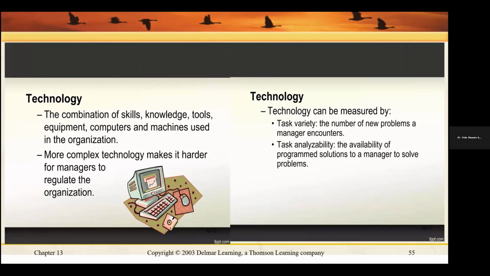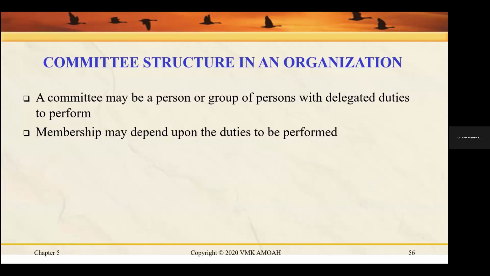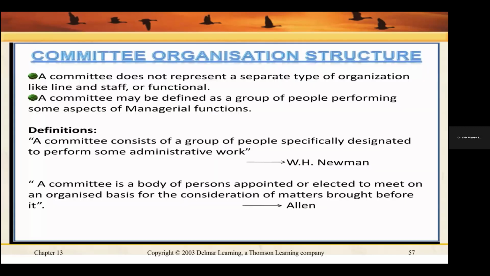So that is that. We also have committee structure in organization. In organizational structure, we can also have the committee. A committee may be a person or group of persons with delegated duties to perform, and membership may depend upon the duties to be performed. So while we have the structure, we also need to consider committee structure in an organization. A committee does not represent a separate type of organization like line and staff or functional. I've talked about the line and staff or functional organization.